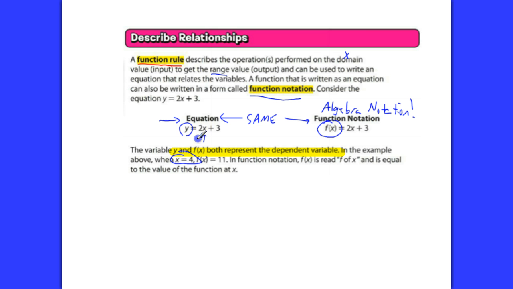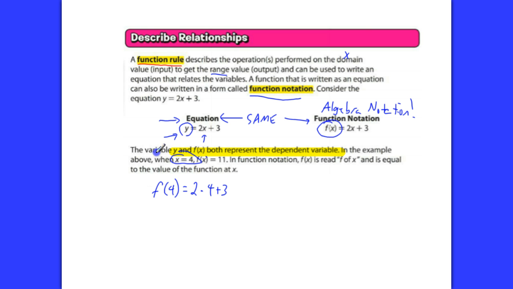Okay, so then what we do is we say, well, what if x is 4 in this equation up here? So if x is 4, you could probably put that in. 4 times 2 is 8 plus 3 is 11. But what we do is we write it like this.